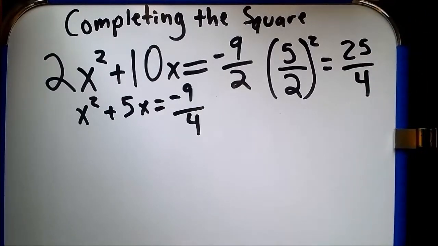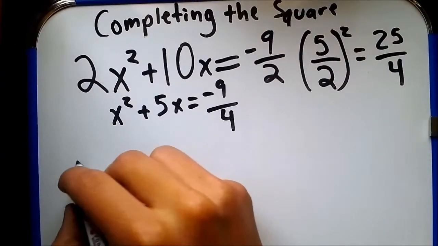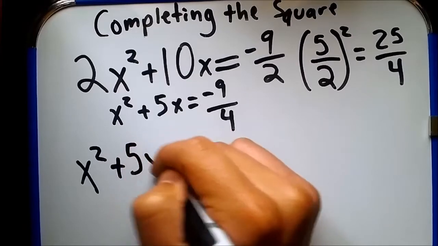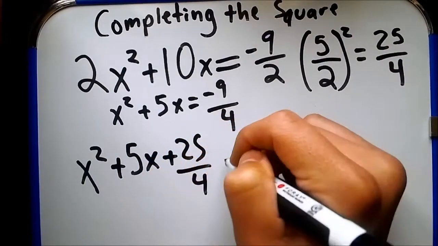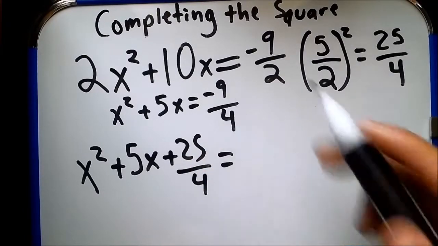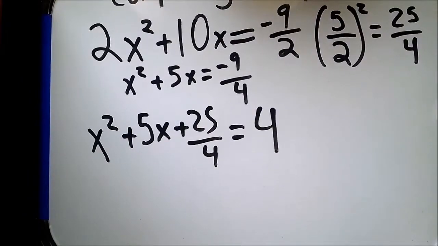Now these fractions look quite complicated, but let's work this out here. So we get x squared plus 5x plus 25 over 4 is equal to, well, 25 over 4 minus 9 over 4 is simply 16 over 4, which can be rewritten as 4. So now we can rewrite this.